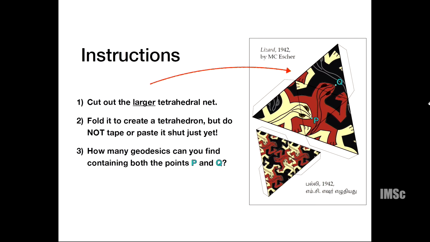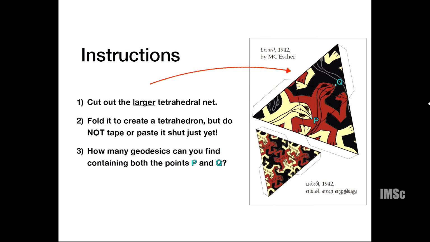Maybe Bharati, you can hold it up and show. So if you fold it, you'll get a tetrahedron like this. And on that, how many geodesics are there between P, the yellow lizard's nose, to the red lizard's nose, Q? And can you find, not only how many are there, but can you see any? Ah, nice. So here's an example. And don't tape it yet, because I want to be able to undo it.